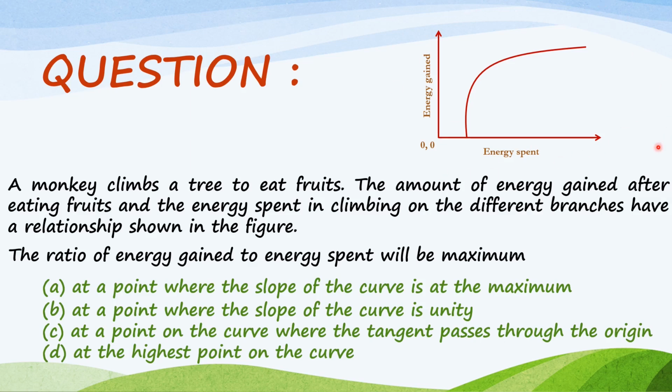The ratio of energy gained to energy spent will be maximum. A. At a point where the slope of the curve is at the maximum. B. At a point where the slope of the curve is unity. C. At a point on the curve where the tangent passes through the origin. And D. At the highest point on the curve.